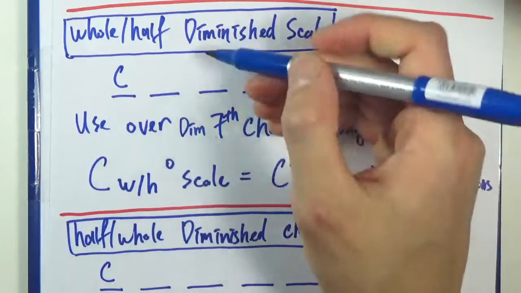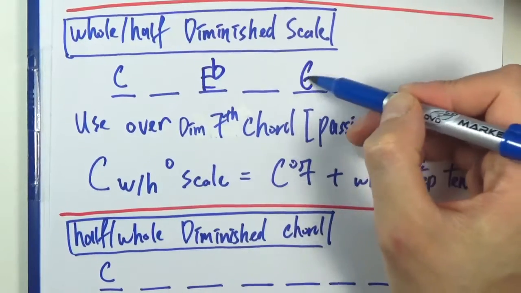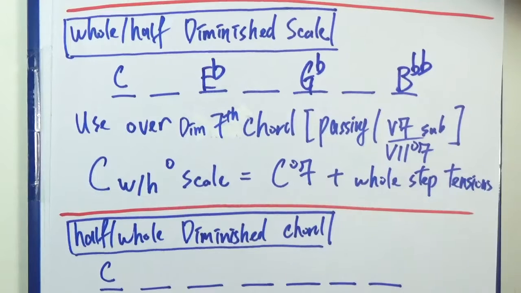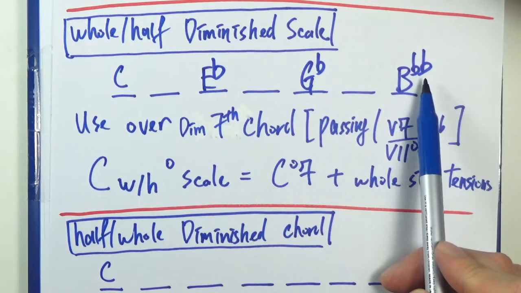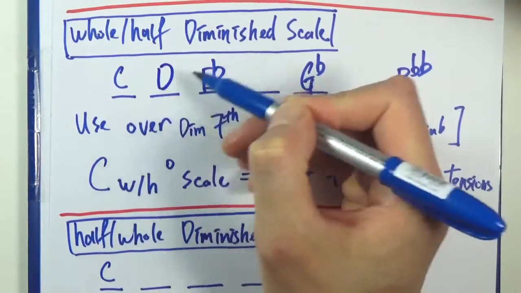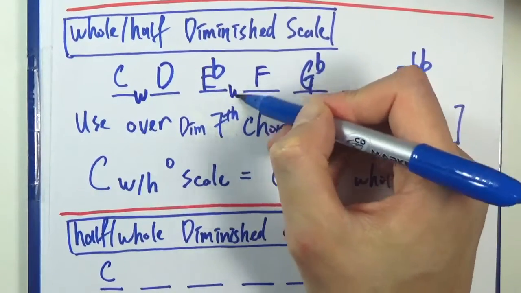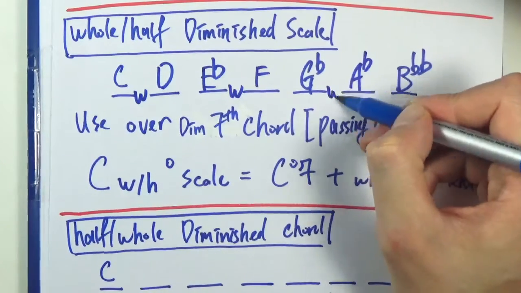So C, I would write down E flat first. That's our flat 3. And need a flat 5, G flat. And then a B double flat, that's my double flat 7. And I add whole step tension. So C to D, that's going to be a whole step. E flat to F, whole step. G flat to A flat, that's a whole step.